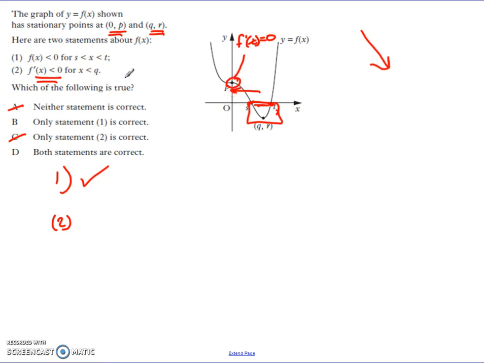But it's saying any value less than q, so the second statement, statement 2, is not true. So what I know then is that B is correct. Only statement 1 is correct because that's the only one that satisfies the conditions. This kind of question is all about getting you to interpret it and think about what you know about the functions, what you know about the derivatives and the characteristics of it.